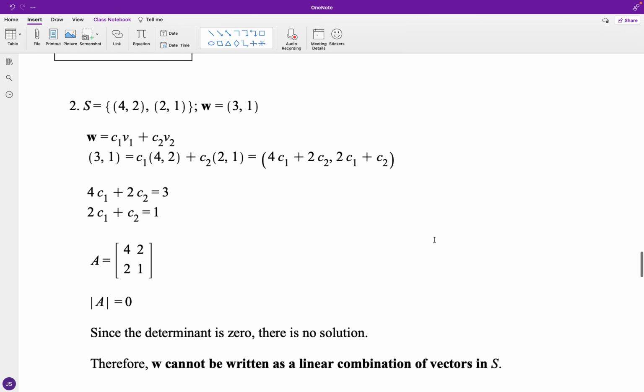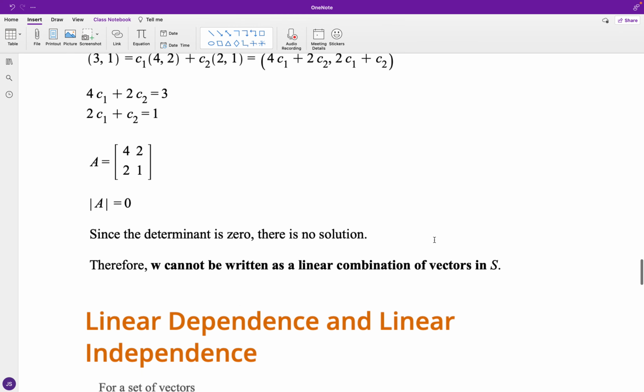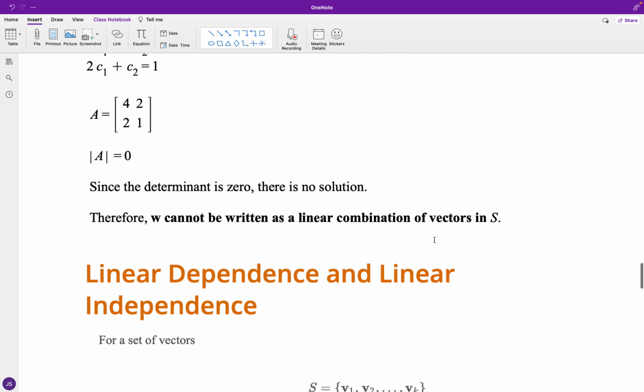All right, so if the determinant is non-zero, we can have a linear combination. However, if it is 0, then there is no linear combination possible.